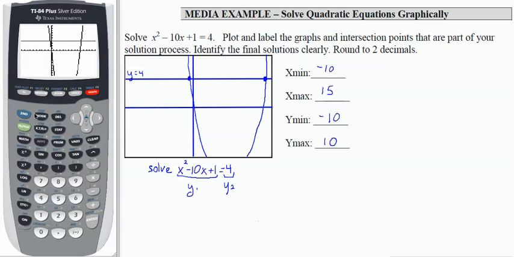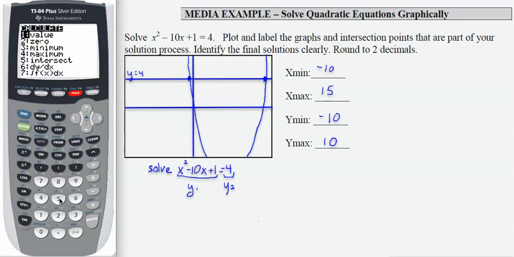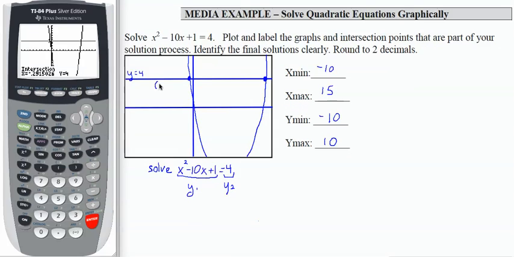So what we're going to do is our second calc process, number 5, and pay close attention to where the cursor is. It's at 2.5, -17.5. I really can't see it on the screen now because our y-min only goes down to -10. But if I use my intersection process, I can hit enter 3 times, and it's going to give me the left side intersection here, which is -0.29, 4 if I round to 2 decimal places.